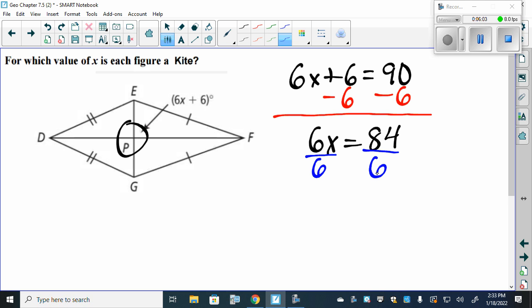And then x is 14. And that's it. Questions on this here? For which value of x is each figure a kite? So we just need x to be 14, because if x is 14, it makes this a 90-degree angle, which would make it a kite.